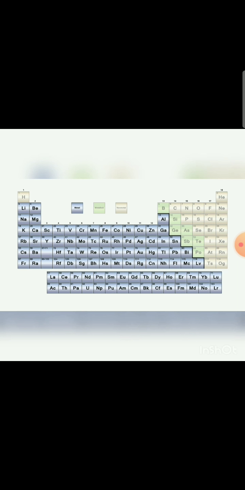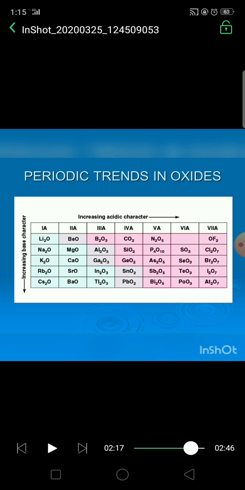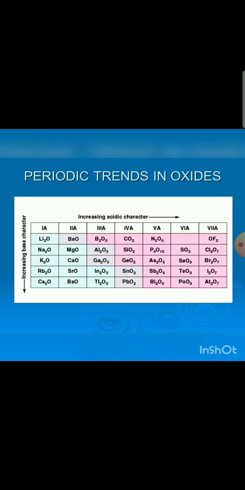So the next is oxides and basicity. Periodic trends in oxides are very important. If we see any question in JEE Mains, IIT or NEET, some oxide will be given and they will ask whether it is acidic or basic. In that form of questions, if you remember this chart, you can easily answer. Going across the period, the acidic character increases. The pink color is all acidic character: boron oxides, carbon oxides, nitrogen oxides, oxides of fluorine, chlorine, bromine are all acidic.